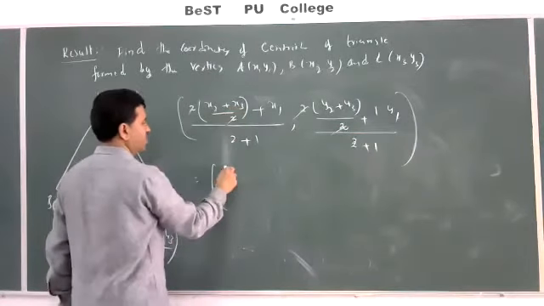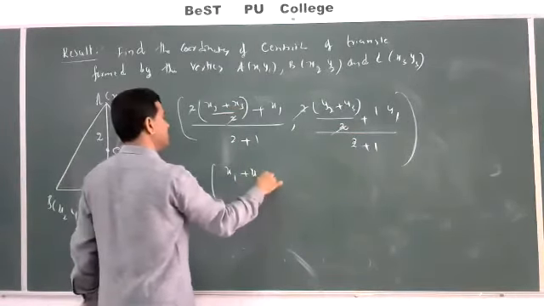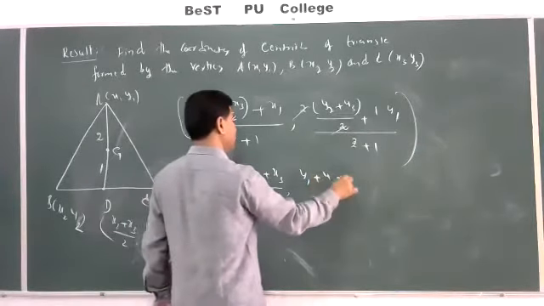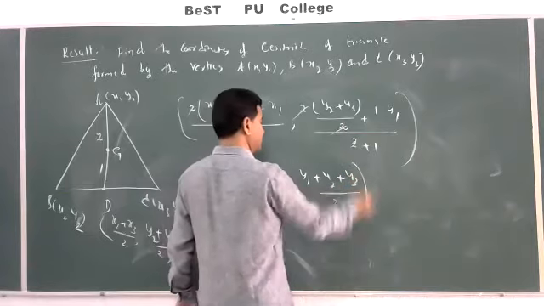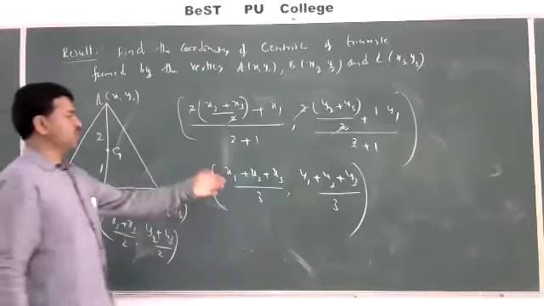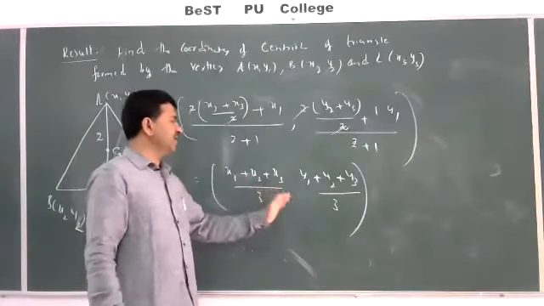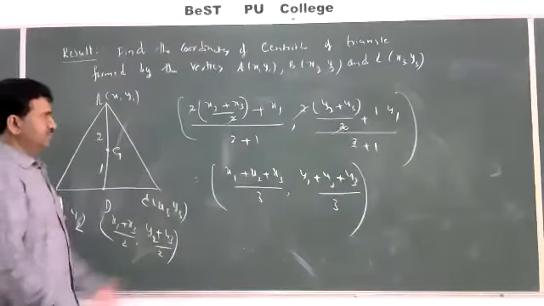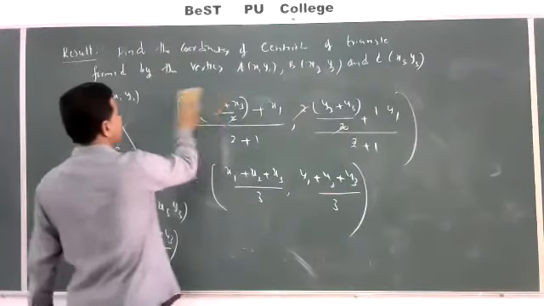The numerator is x1 plus x2 plus x3 by 3 comma y1 plus y2 plus y3 by 3. That's all. Coordinates of the centroid: ((x1 plus x2 plus x3) by 3, (y1 plus y2 plus y3) by 3). That's all. First draw the diagram.